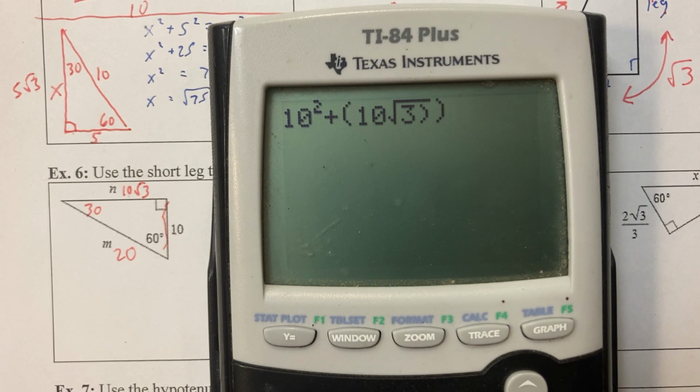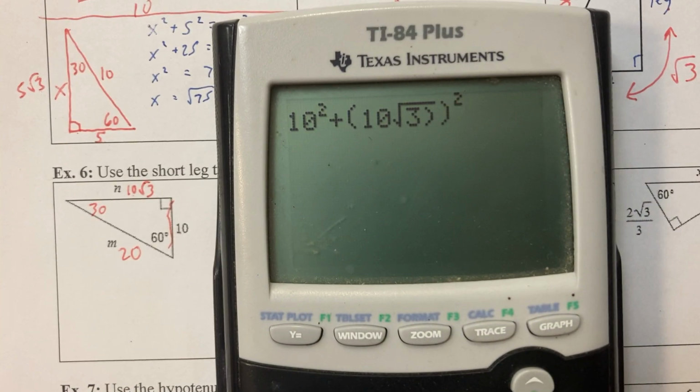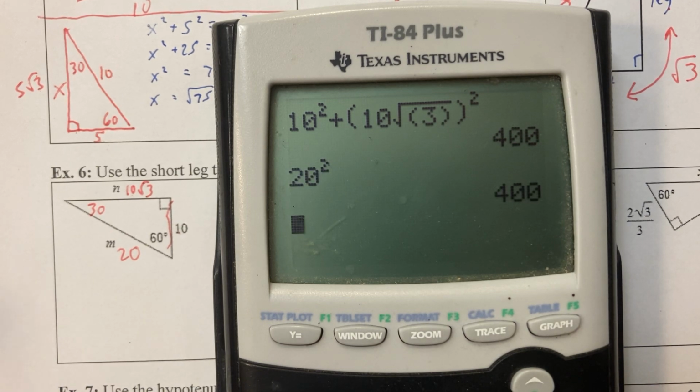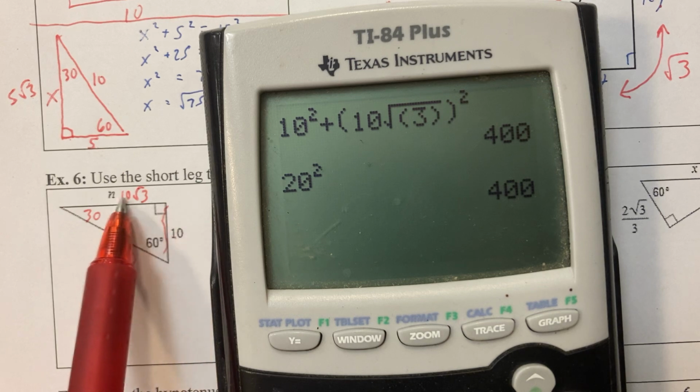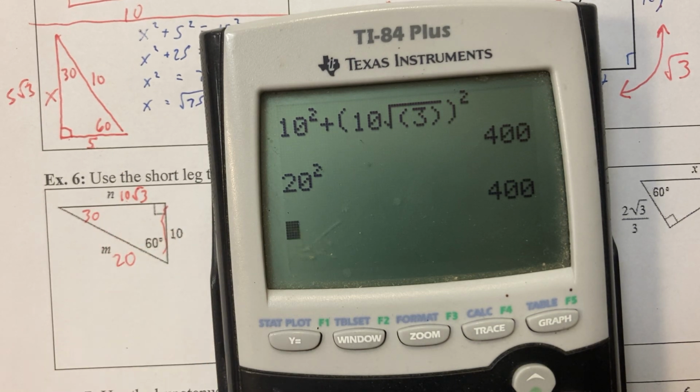In parentheses, squared. So that's 10 squared plus 10 root 3 squared. Okay, and then what's 20 squared? And it's the same thing. That's what we need, that's what we want. We want a squared plus b squared equal to c squared. So there we have it.